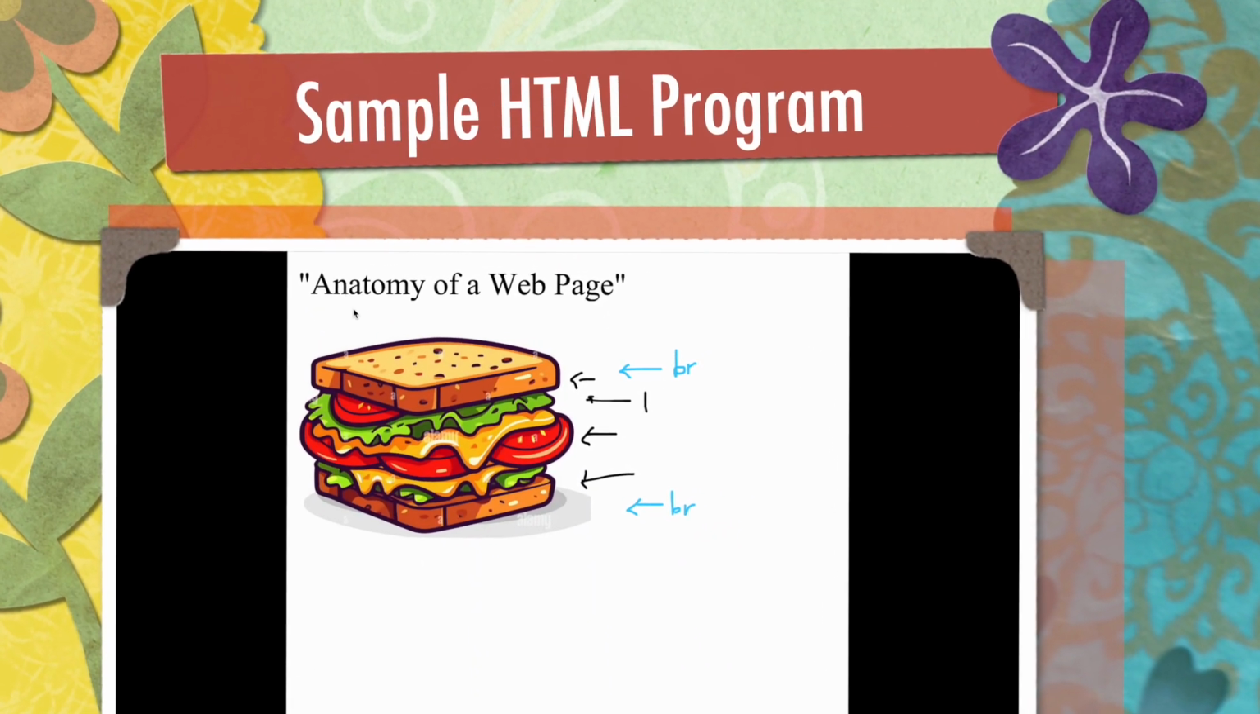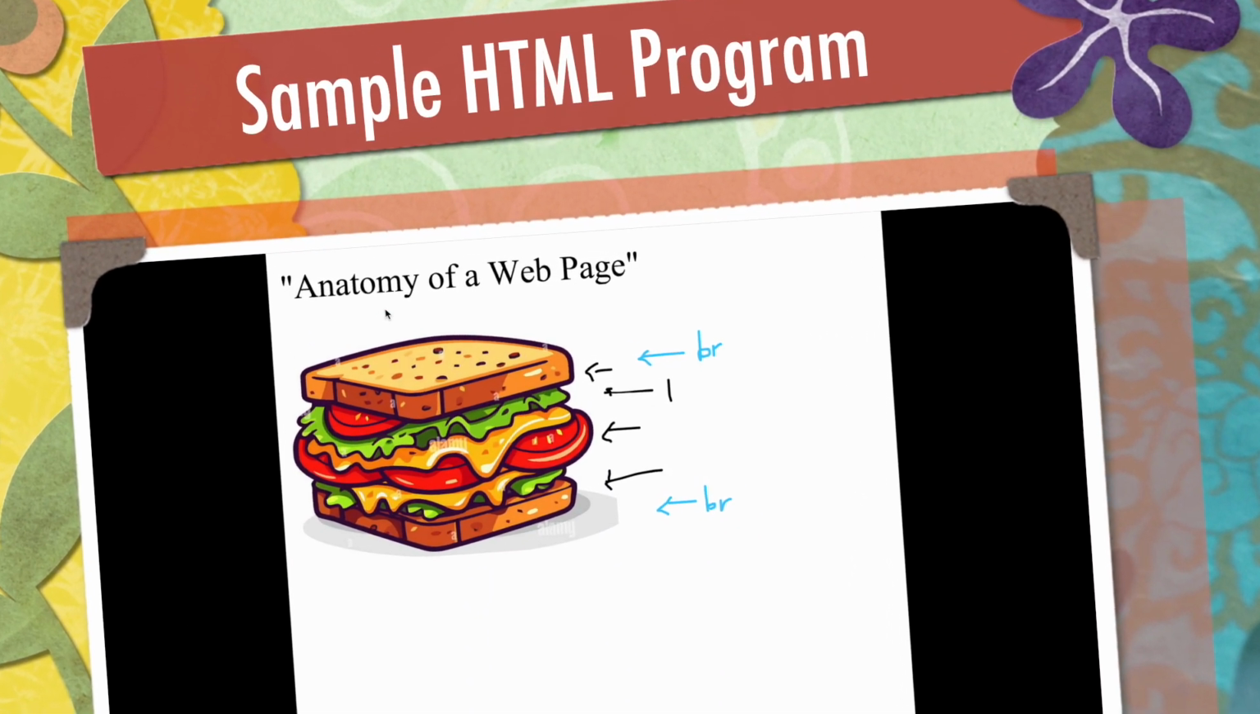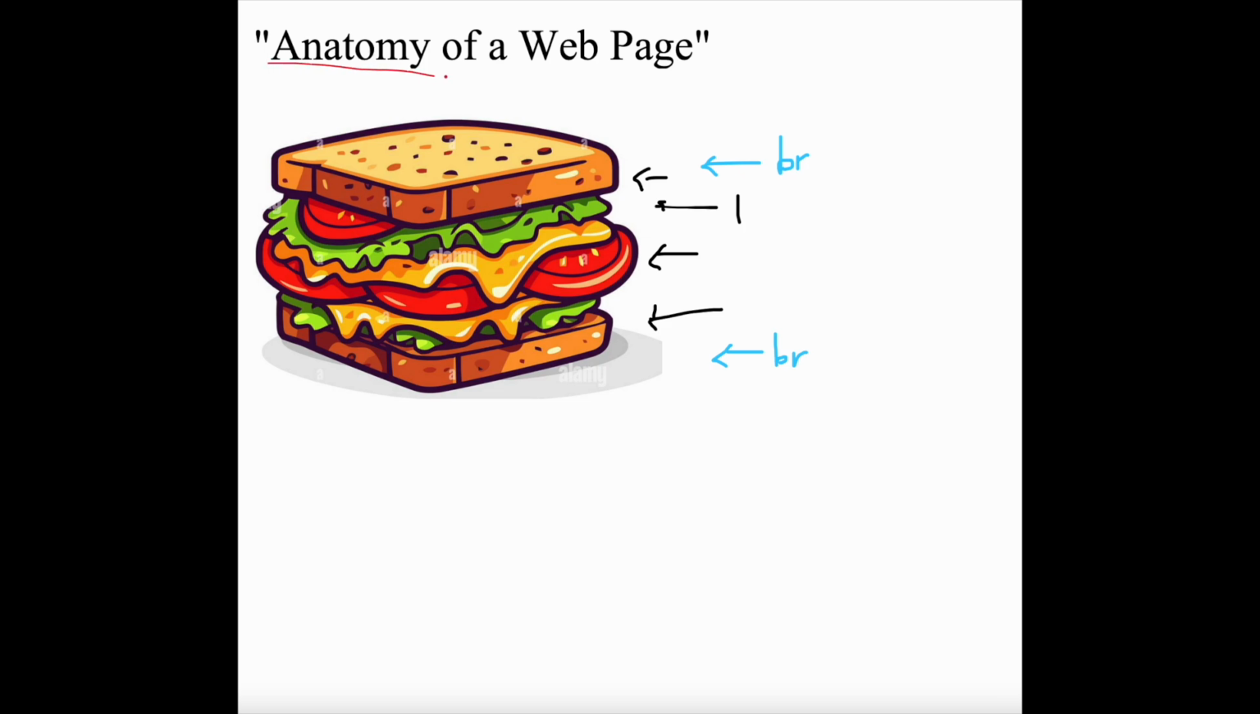Okay, everyone, this is what we call the anatomy of a web page, per the title right here. And we can see we start off with a piece of bread on top here. Thus, I have bread right here. So B-R-E-A-D. Let me finish writing it. Sorry for my third grade writing right here.